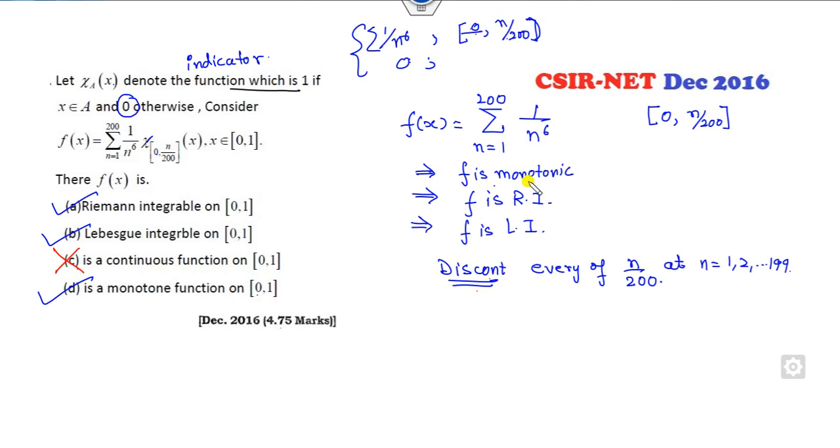Moreover, one way you can prove it is Riemann integrable is monotonicity, but you can also see the discontinuity points are countable. Since this is a bounded function, it is Riemann integrable as well. But there is no need: if it is monotonic, it is Riemann integrable.